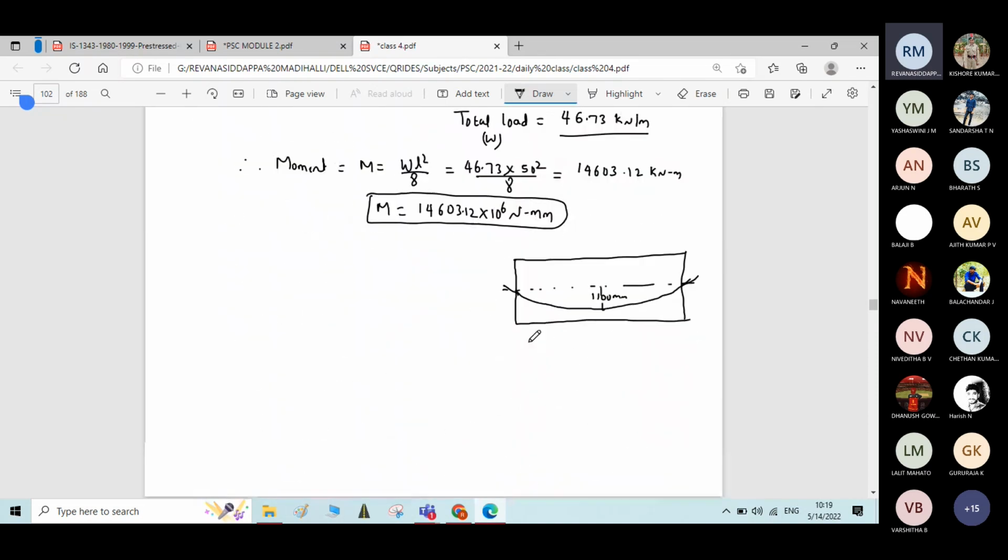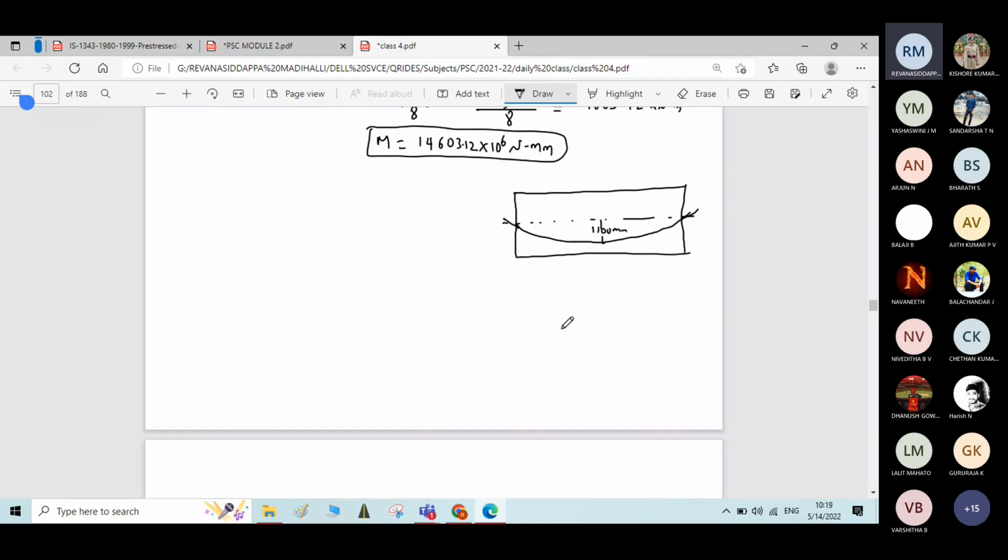So FC is stress in the concrete at the level of steel. But here the level of steel is not constant. It is changing with the length of the beam. It is parabolic in nature. So now the question is where exactly we have to calculate the stress in concrete.